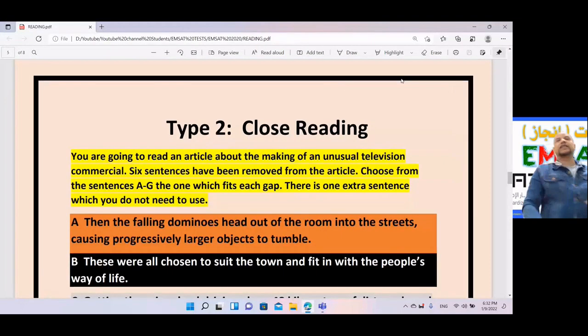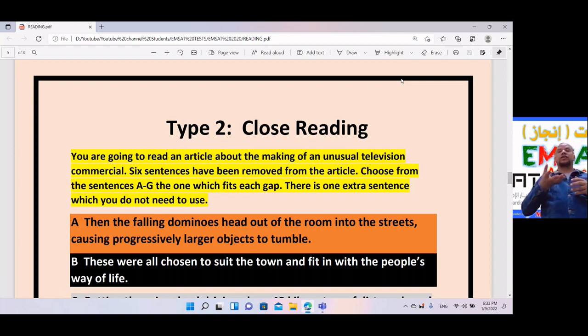Yes, look at me now. Second type is close reading. Close reading means you're going to read an article. For example, here is an article about the making of an unusual television commercial. 6 sentences have been removed from the article, so missing parts. You have to concentrate, read faster, understand which one is missing here, and choose the best sentence to complete the meaning. It's a close reading because it's not a long passage like before, 5 or 6 paragraphs. No, it's just short paragraphs with some missing sentences, not words.